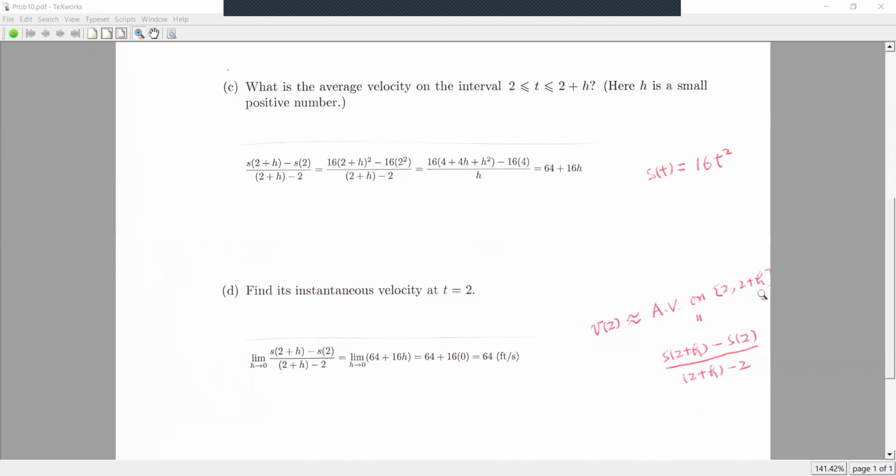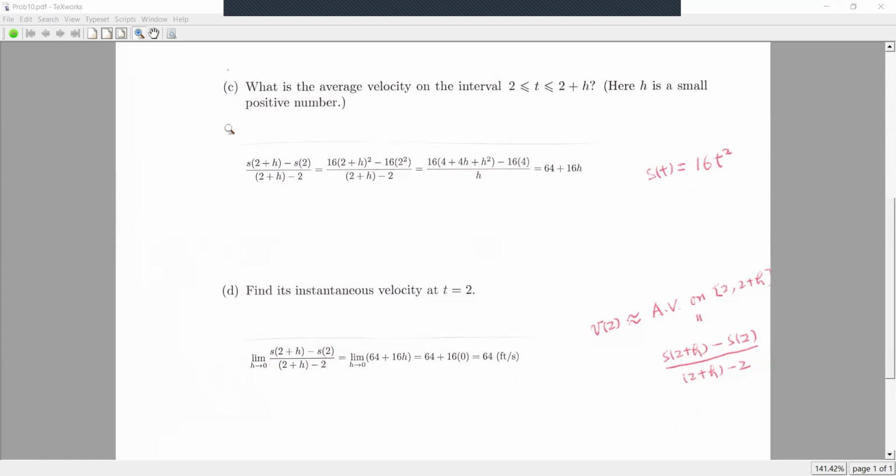Now, we let h approach 0. Then the average velocity, this fraction, will approach some number. That number should be the instantaneous velocity at the time 2. So therefore, we take the limit of the average velocity.